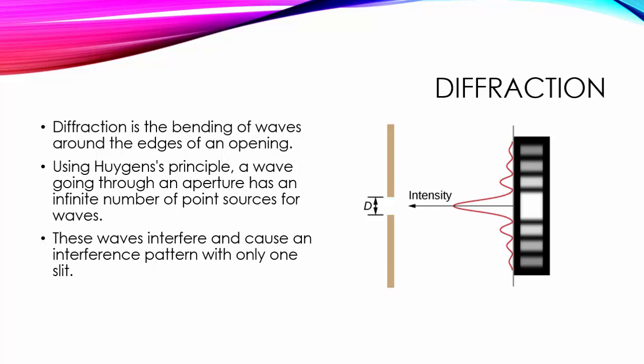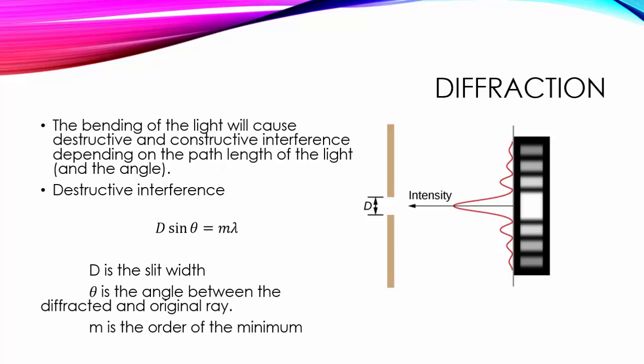This comes out of Huygens' principle, where any point on a wave can have an infinite number of point sources for new wavelets, if you remember that. And so those wavelets interfere with each other and cause constructive and destructive interference, and that will cause the bright and dark pattern on a screen on the other side of that slit.